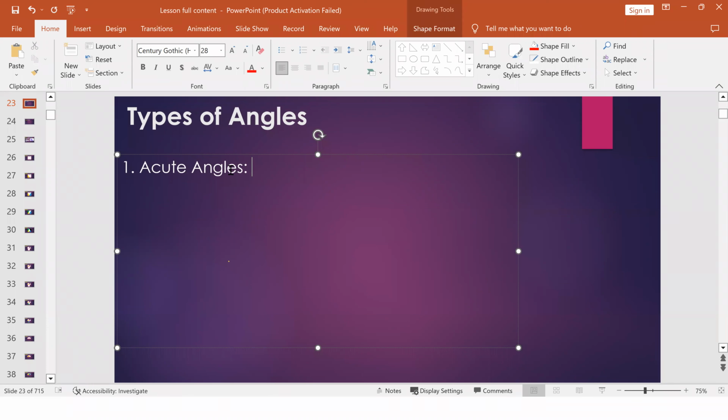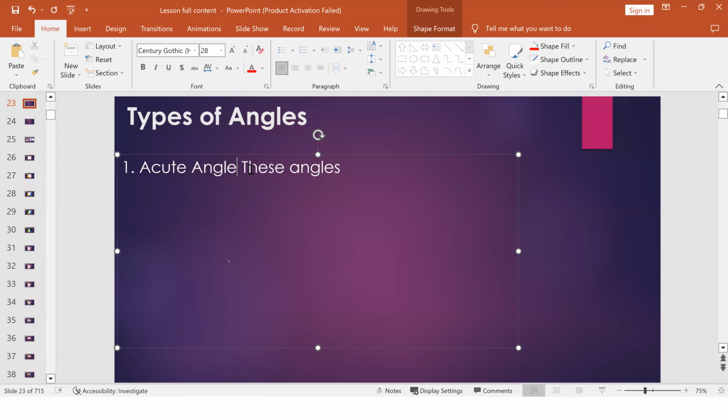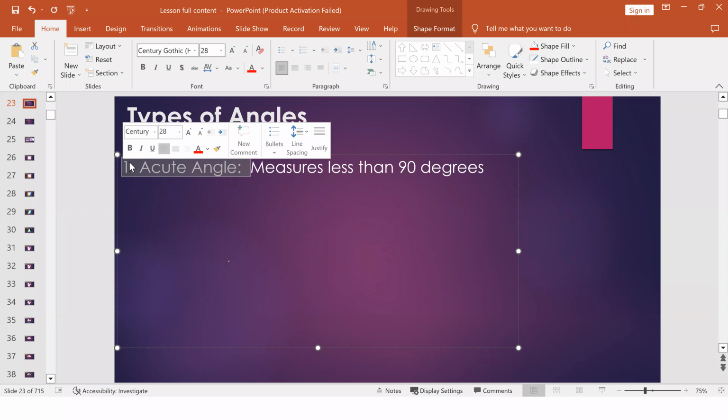All right, so acute angles, these are angles that measure what? Let me just use singular instead of plural. An acute angle measures less than 90 degrees. So if you have an angle that measures less than 90 degrees, it's called an acute angle. So it's less than 90.